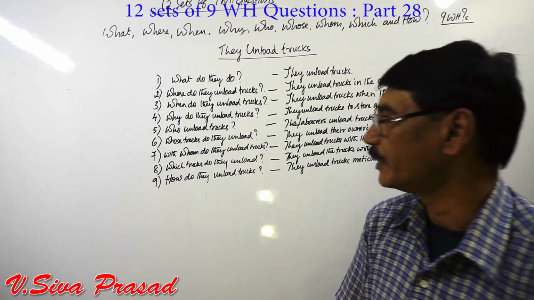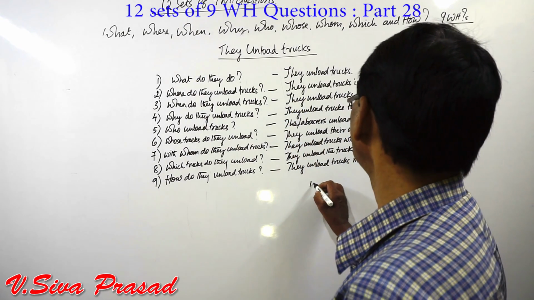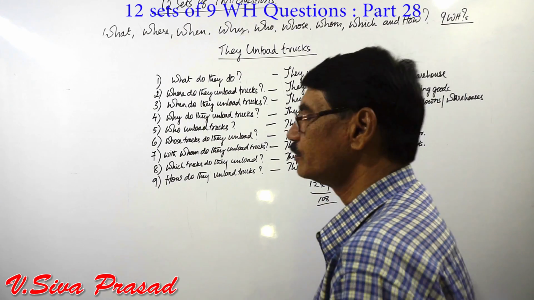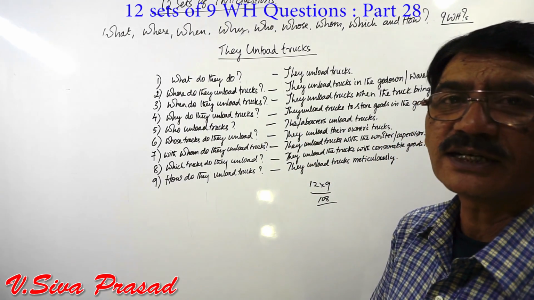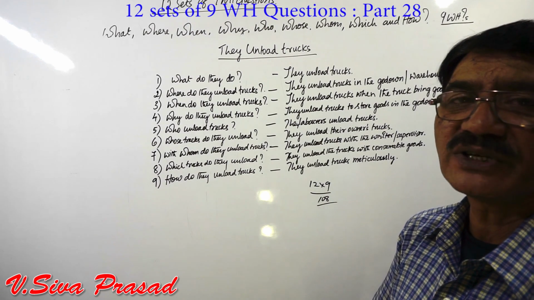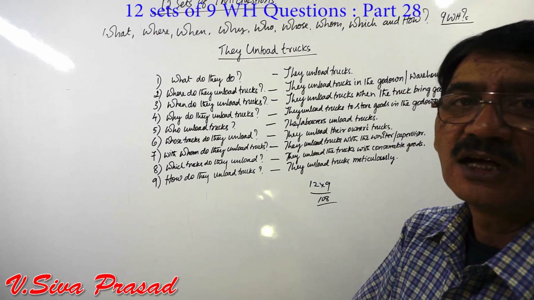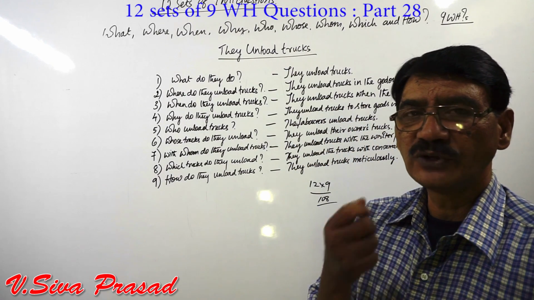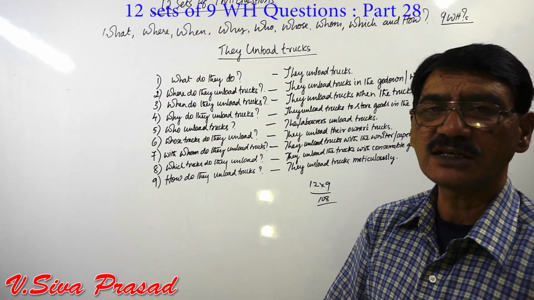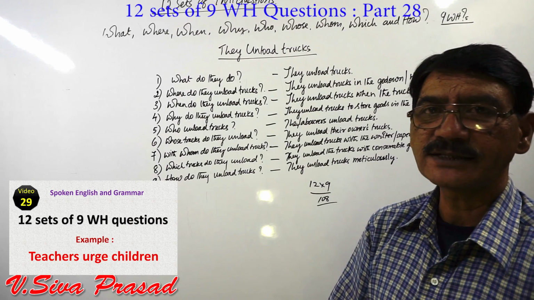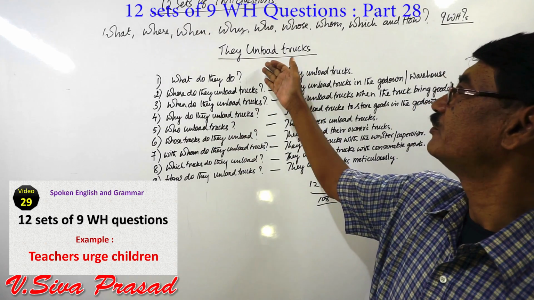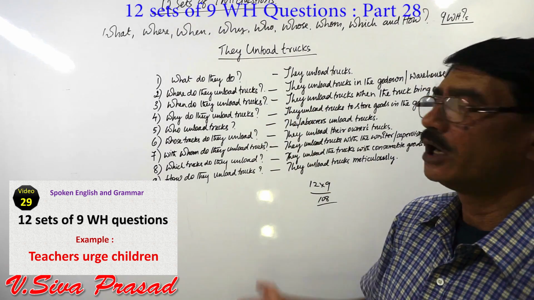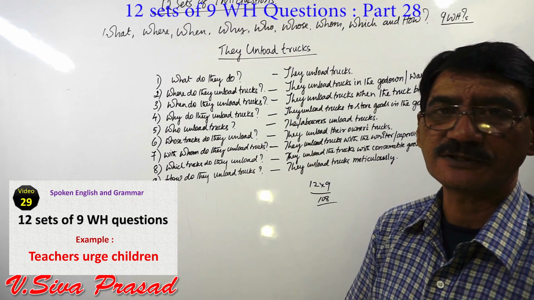Okay, so 12, how much is 12 into 9? 108. So here you are going to repeat 108 sentences. What happens when you repeat 108 sentences? Automatically your vocal cords will open. You will get the correct pronunciation. You will learn the neutral accent. You will increase your vocabulary, and above all, you will be knowing how to ask and answer questions.